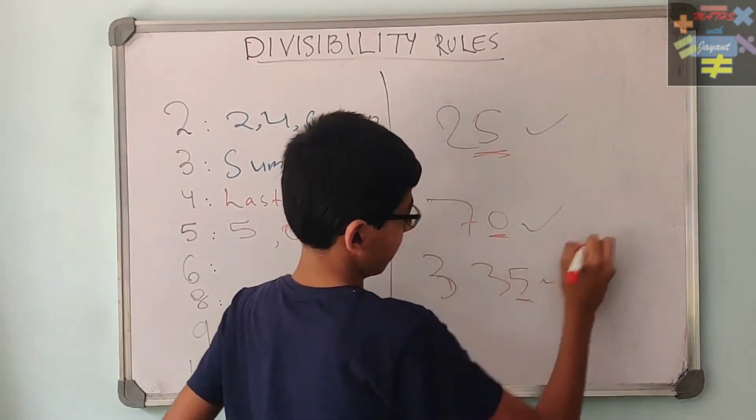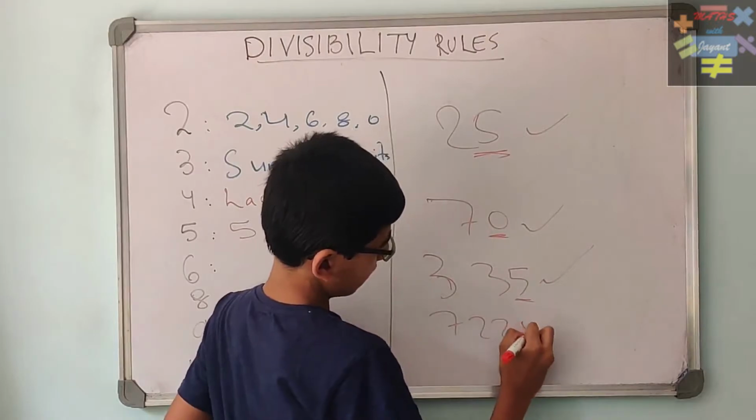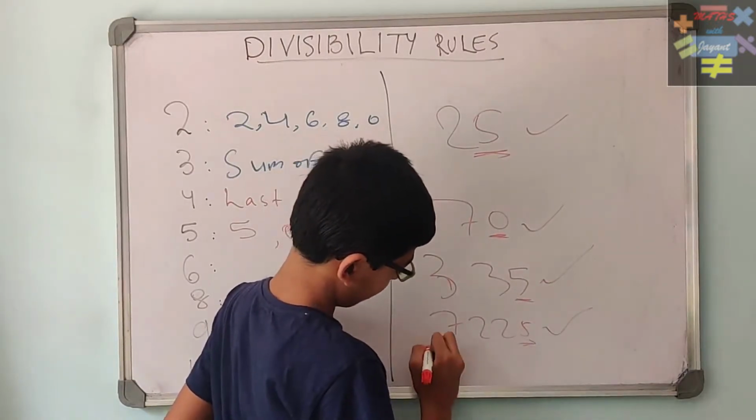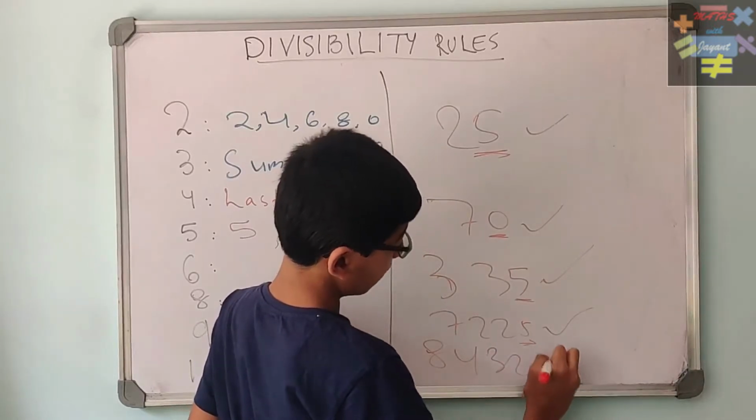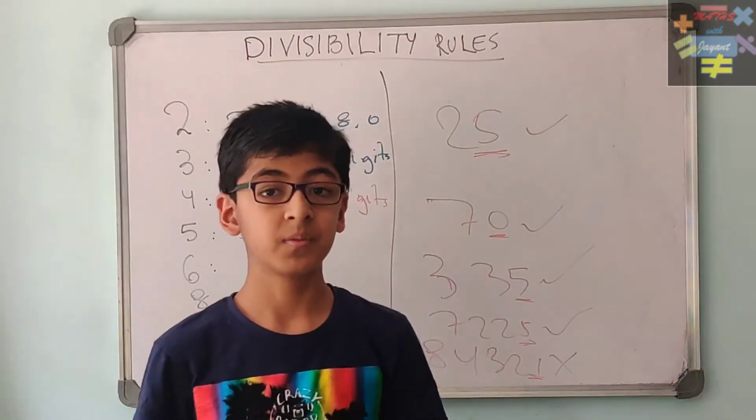335 ends with 5, divisible by 5. 7225 ends with 5, divisible by 5. 84,321 ends with a 1, not divisible by 5.